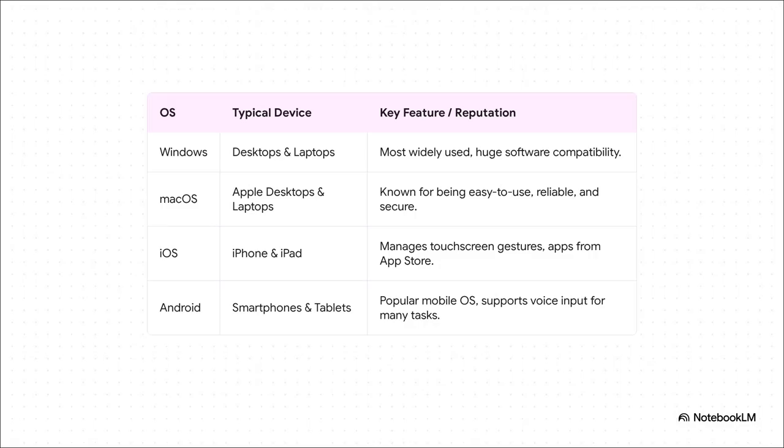And the major players in the OS world are names you absolutely know. On desktops and laptops, you've got Windows, which is just everywhere because of its massive software compatibility. Then there's macOS from Apple, famous for being super easy to use, really reliable, and secure. And when you look at mobile devices, it's basically a two-horse race between Apple's very controlled iOS for iPhones and iPads and Google's more open and customizable Android.